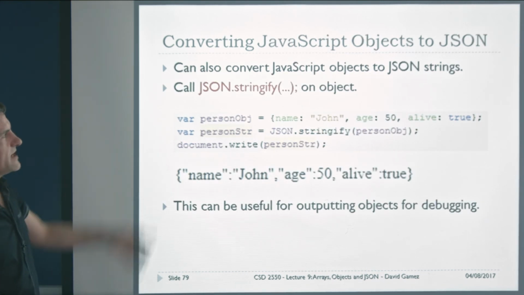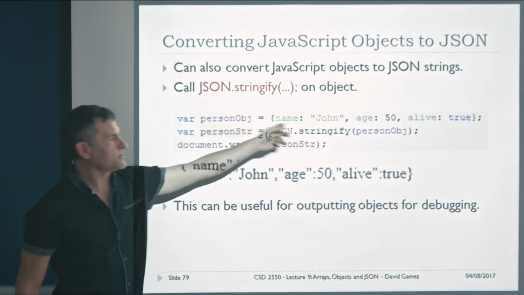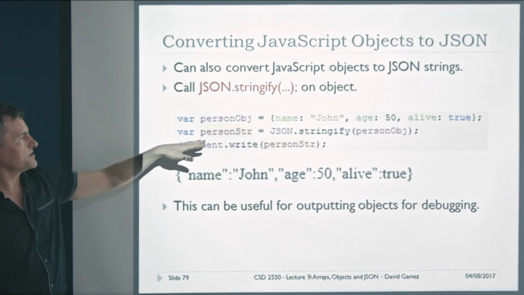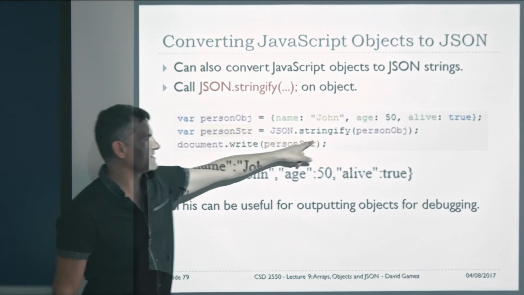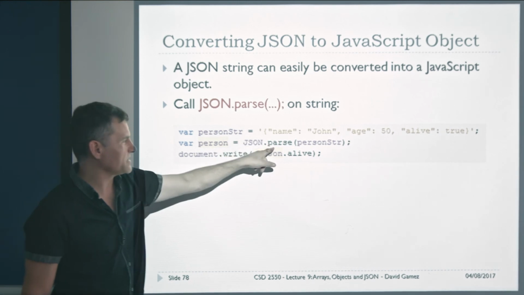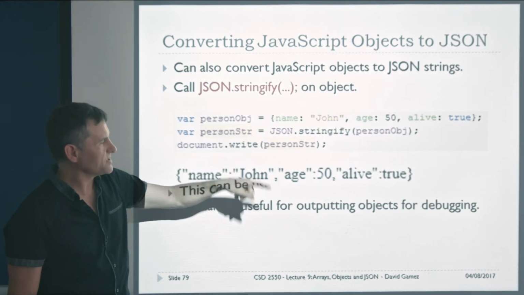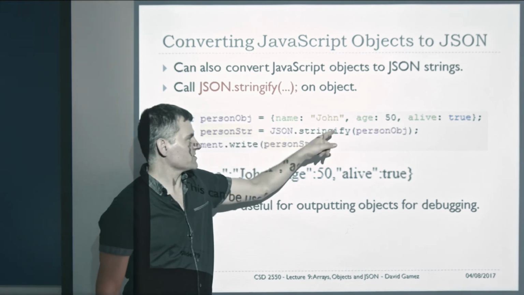We can also go the other way. We can convert JavaScript objects into JSON strings. So suppose we've got an object here, and we want to convert that into a JSON string. We call JSON.stringify. So to convert strings into JavaScript objects, we use JSON.parse. To convert JavaScript objects into JSON strings, we use JSON.stringify.